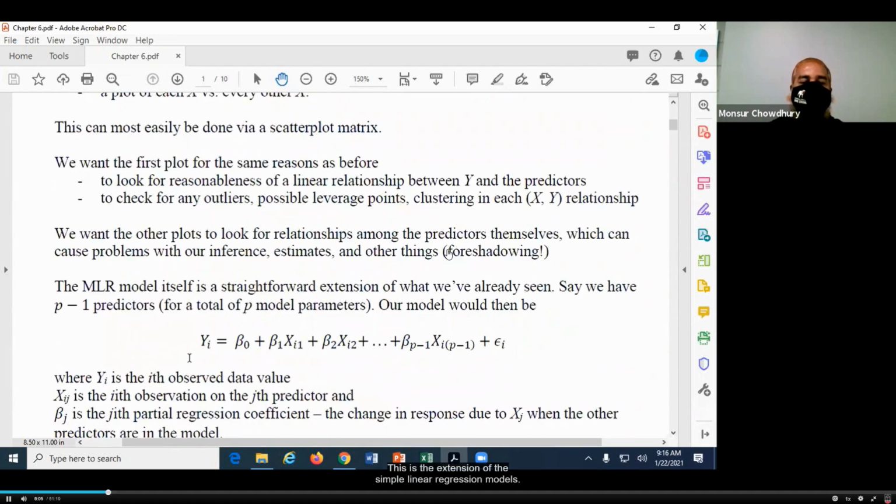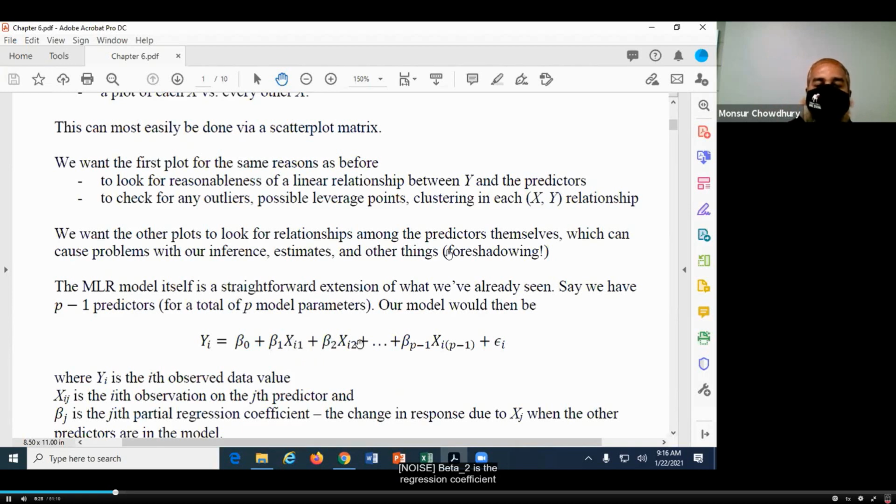So this is the extension of the simple linear regression models. We can add as many predictors as we can. For example, here we have p-1 predictor variables. In general, this is our regression equation. Beta 1 is the regression coefficient for the predictor variable x1.